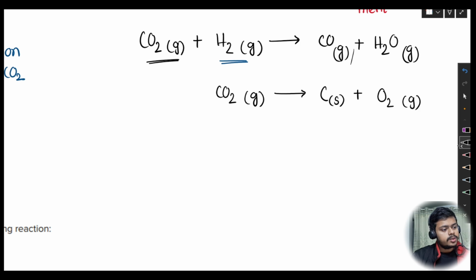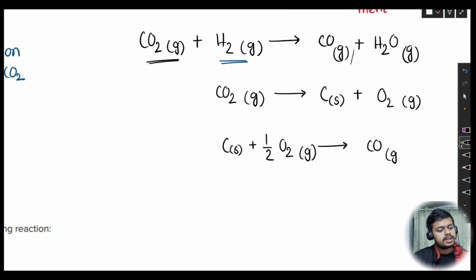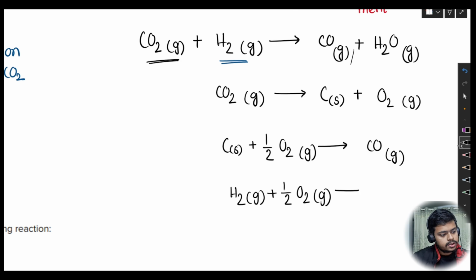Now we shift our attention to carbon monoxide. The formation reaction for carbon monoxide is also the reaction between carbon and oxygen, but here the oxygen does not react in its full molar composition. Solid carbon and half a mole of gaseous oxygen react to form gaseous carbon monoxide. Then for water, we have already seen that hydrogen gas and oxygen gas react and form the water molecule.